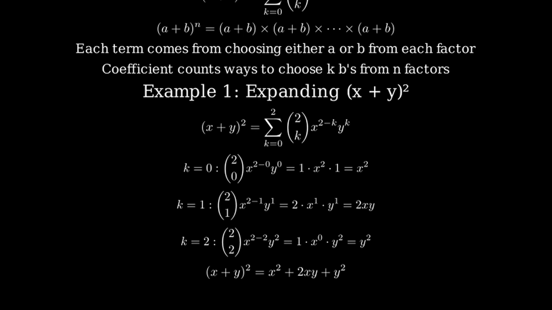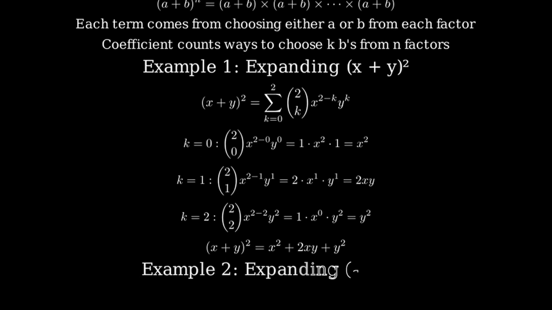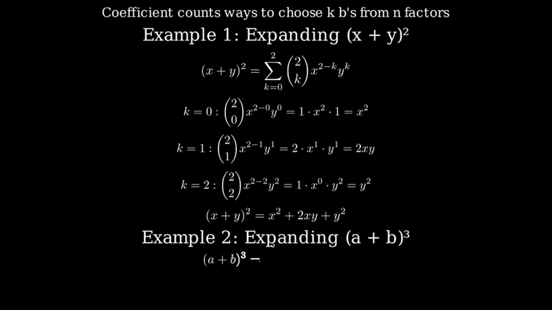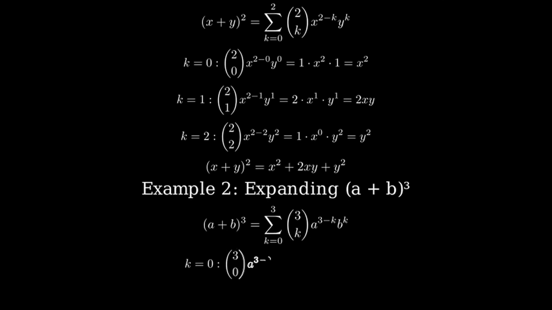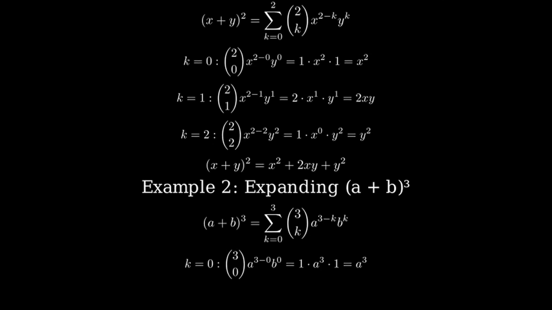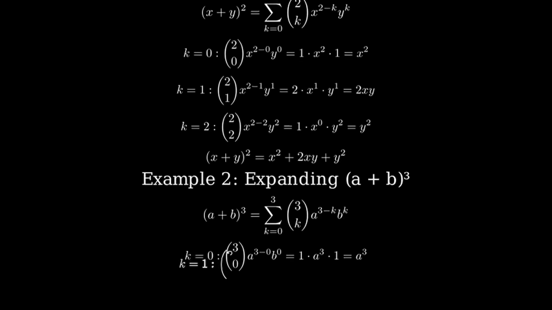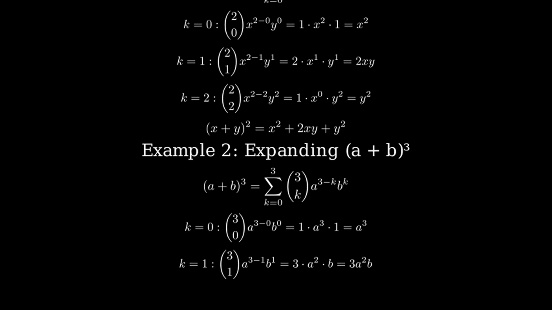Let's try a more complex example, (a + b)^3. Using the binomial theorem, we get the sum from k equals 0 to 3 of 3 choose k times a to the power of 3 minus k times b to the power of k. When k equals 0, we have 3 choose 0 times a cubed times b to the power of 0, which is 1 times a cubed times 1, or a cubed. When k equals 1, we have 3 choose 1 times a squared times b to the power of 1, which is 3 times a squared times b, or 3a squared b.